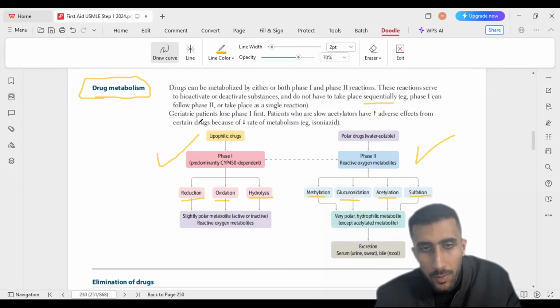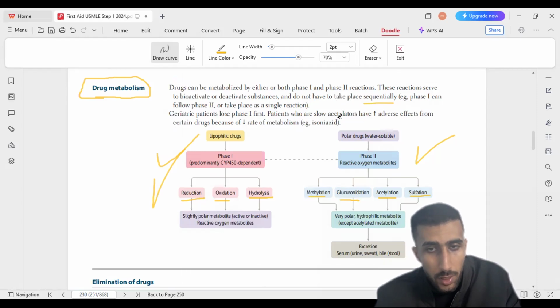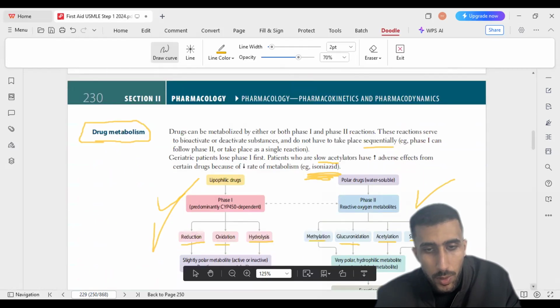Very high yield to know that geriatric patients lose phase one first. So phase one reduction, oxidation, and hydrolysis is going to be affected first in geriatric patients. Another note: patients who are slow acetylators have increased adverse events from certain drugs because of decreased acetylation, which is part of phase two. This is very important for drugs, for example, isoniazid. If you are a slow acetylator, the metabolism of isoniazid, which is dependent on acetylation, is going to be affected. So just know that.